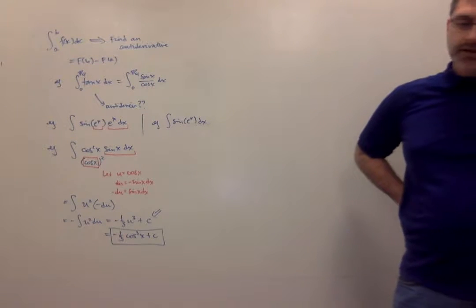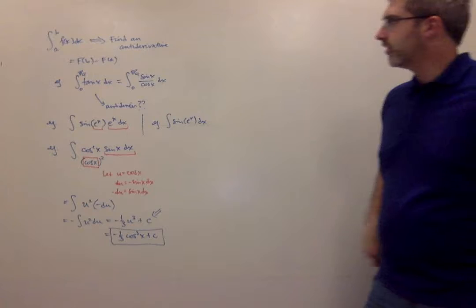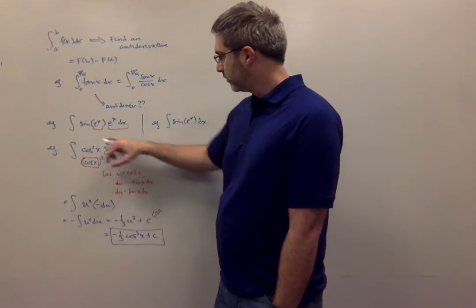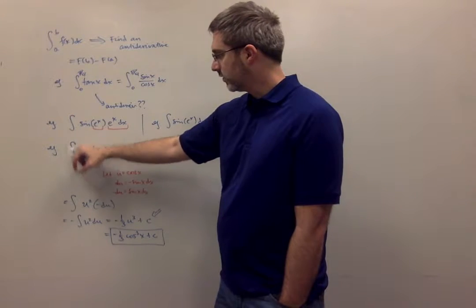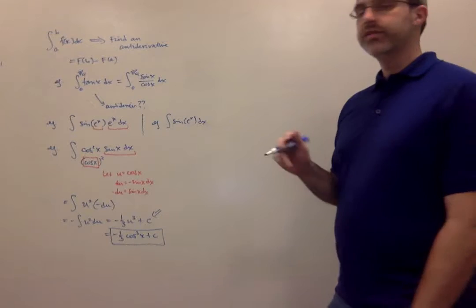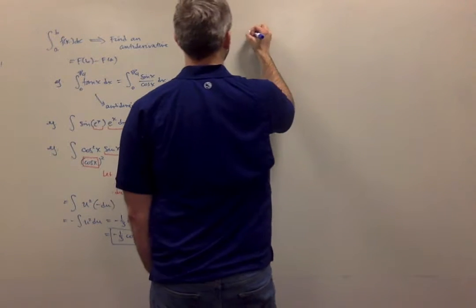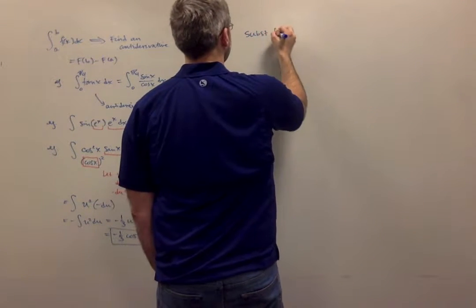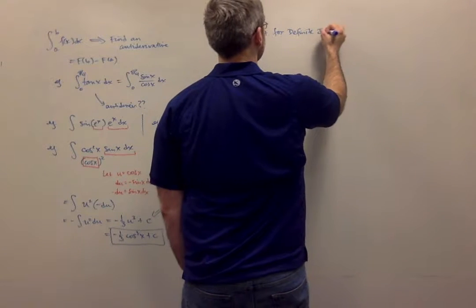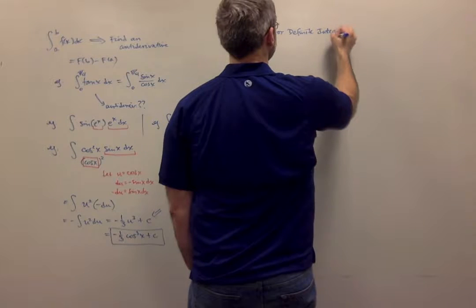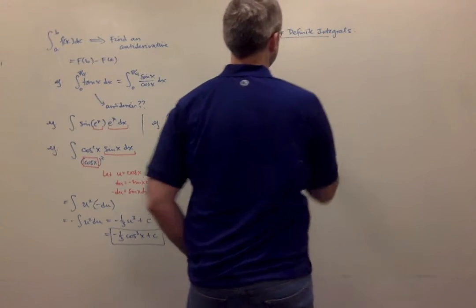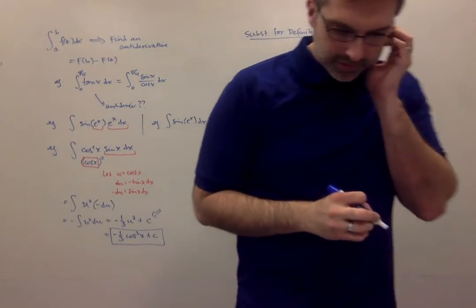So let's first ask, okay, we figured out how to do substitution when I don't have limits of integration here, when I'm talking about an indefinite integral. How do I do substitution for definite integrals? And it turns out there's a couple of different routes that you can take here. Okay, so let me give you an example here first.